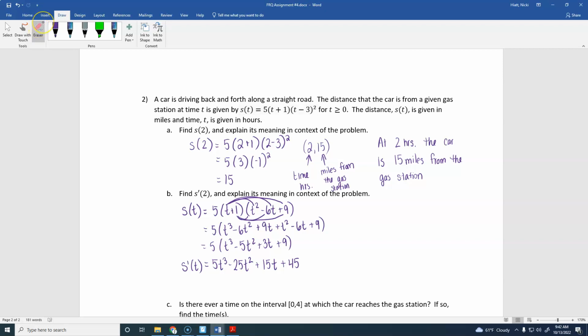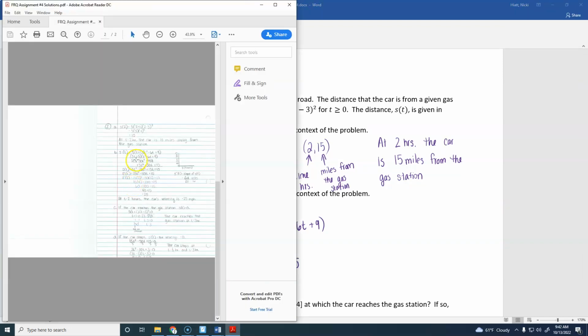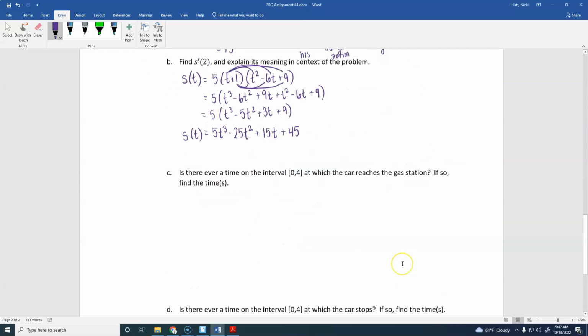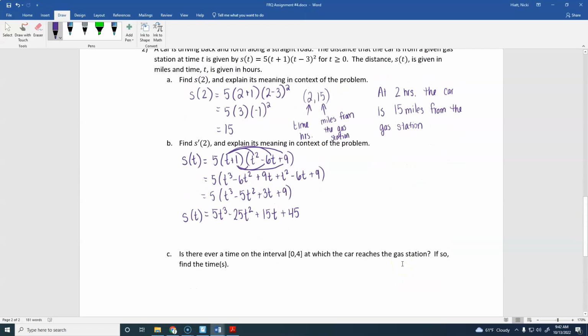Oops, what have I done wrong there? I wrote prime. This is not prime. I have not taken the derivative yet. This is S of t. Let me check my solutions real quick to make sure I've done this right. All right. Yes. Okay.